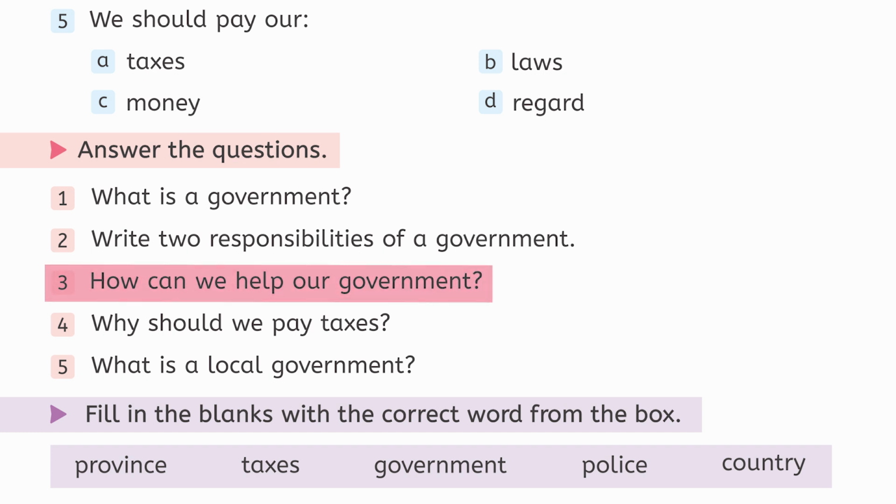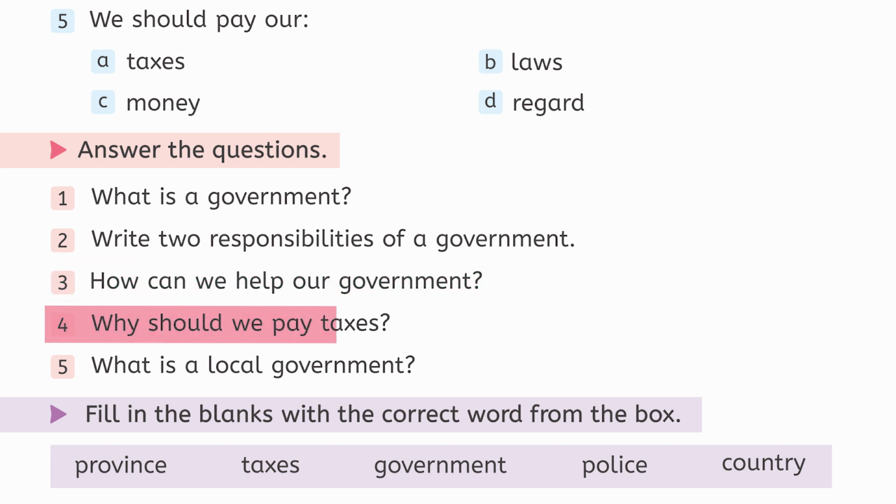It is our duty to cast our vote to the right person who can lead the country in the best possible way. And one of our duties is to obey the law. So that's how we can help our government. And next is, why should we pay taxes?